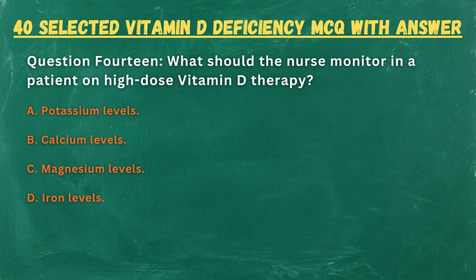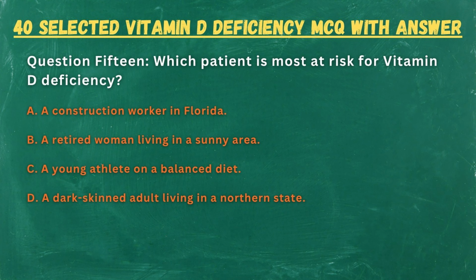Question 14. What should the nurse monitor in a patient on high-dose vitamin D therapy? A. Potassium levels. B. Calcium levels. C. Magnesium levels. D. Iron levels. Answer: B. Calcium levels.